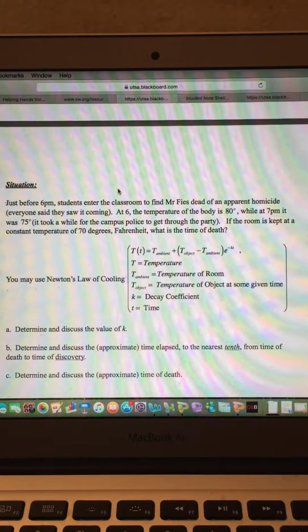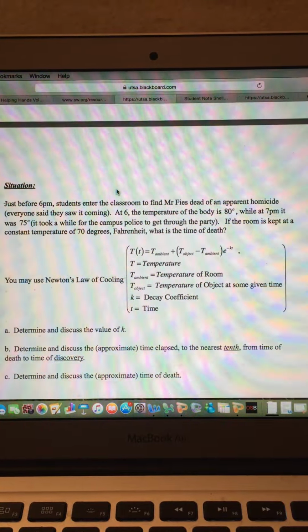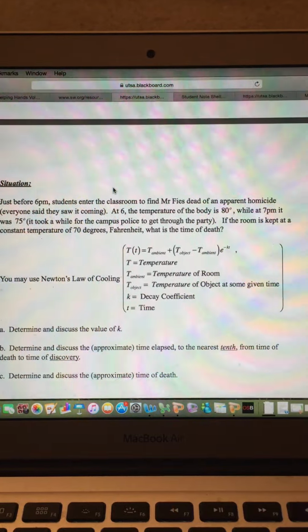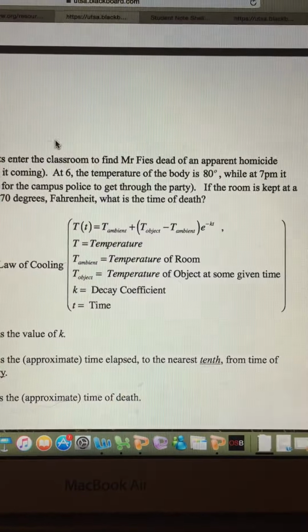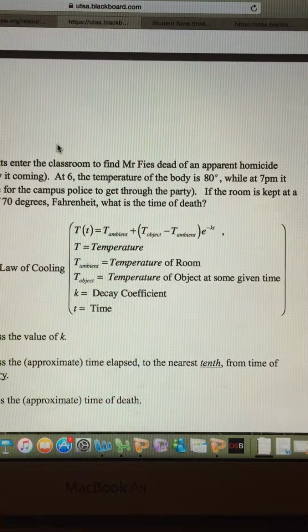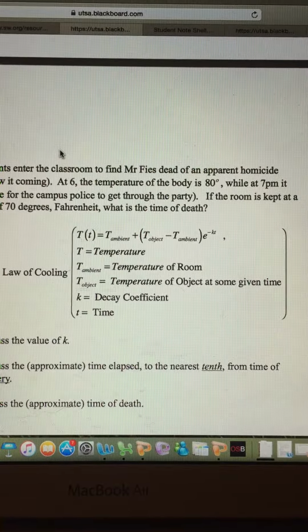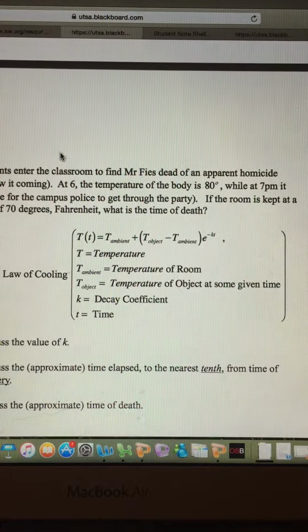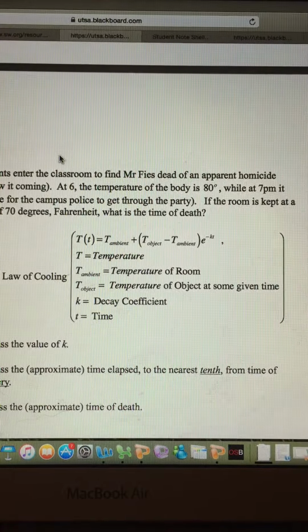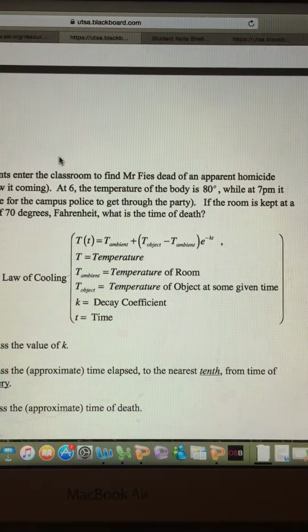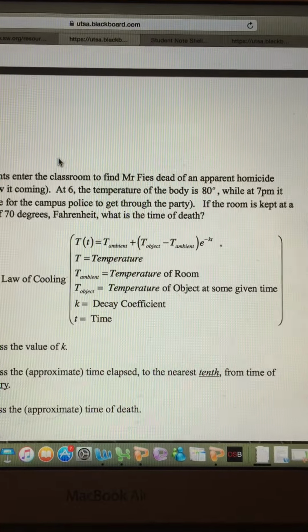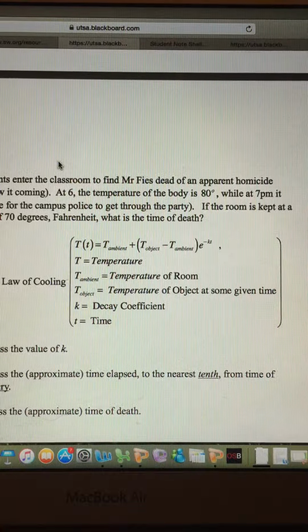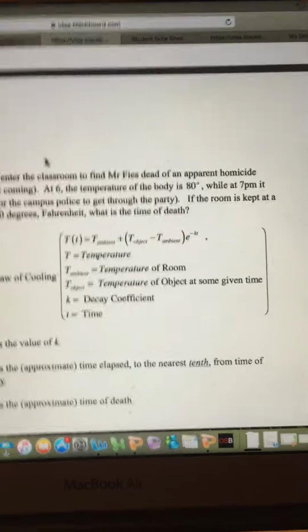And so we have an equation here for Newton's law of cooling where T of t equals T ambient plus T object minus T ambient, times e to the negative kt, where T represents temperature, T ambient is the temperature of the room, T object is the temperature of the object at some given time, k equals the decay coefficient constant, and little t equals time.